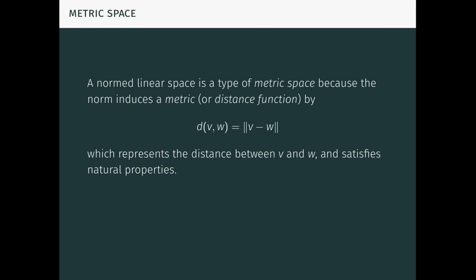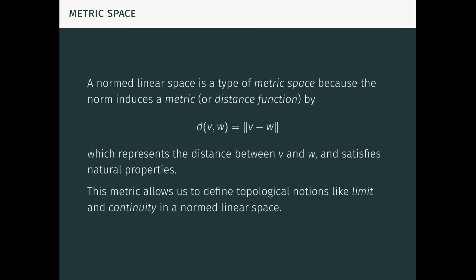Now, we've been talking about normed linear spaces. A normed linear space is a special type of metric space because the norm induces a metric, or distance function, in the following way. We define the distance between two vectors v and w to be the norm of the difference v minus w, and intuitively this represents the distance between the two vectors v and w. This distance function satisfies a number of natural properties which can actually be axiomatized to develop the general notion of a metric space, but we're not going to do that here. The metric allows us to define topological notions like limit and continuity in a normed linear space.